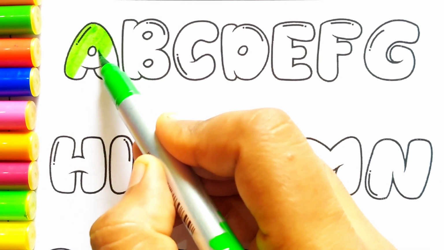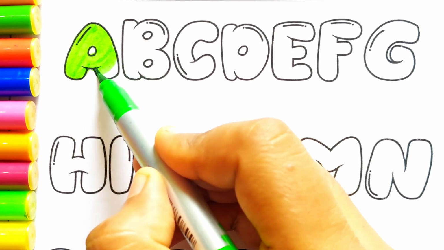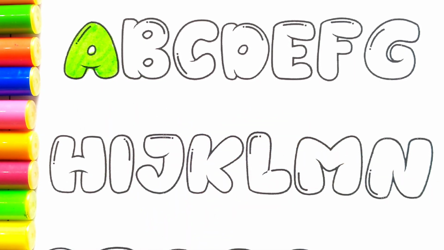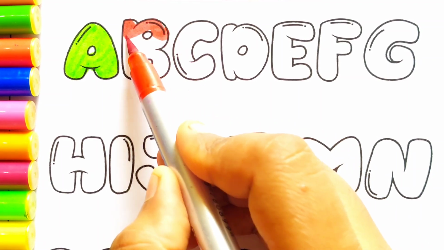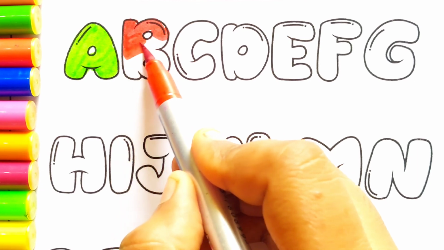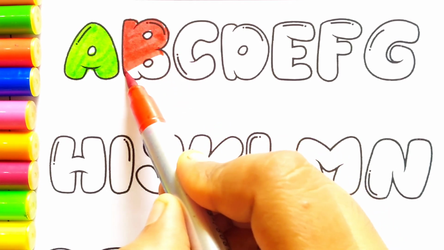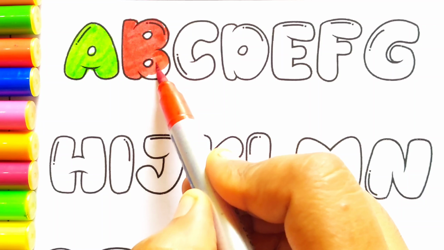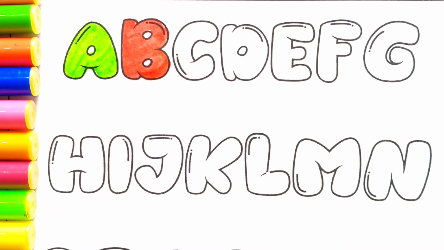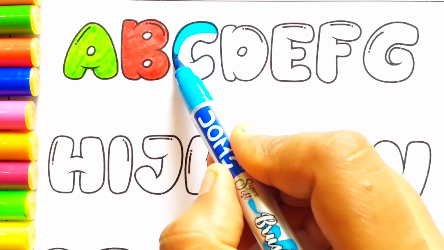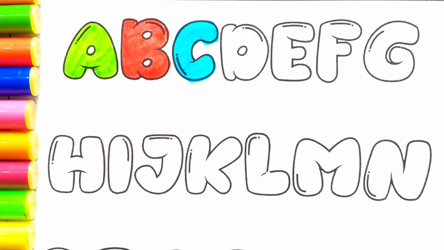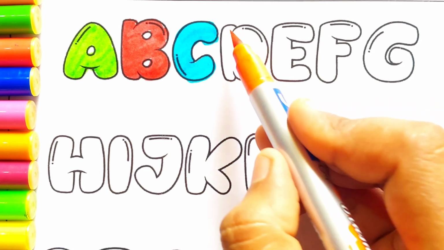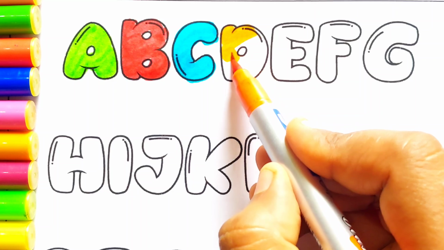A is for astronaut. B is for balloon. C is for candy. D is for dot.